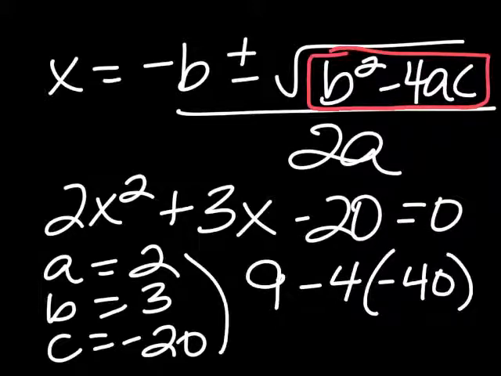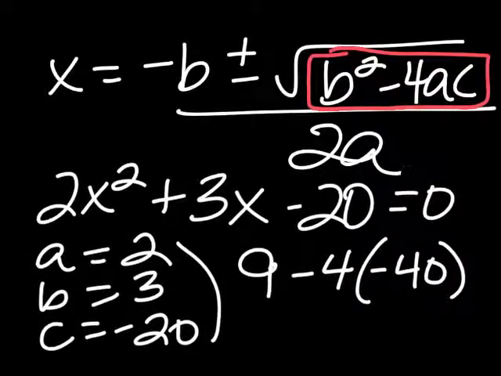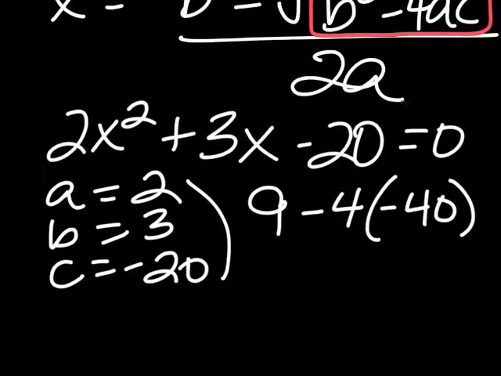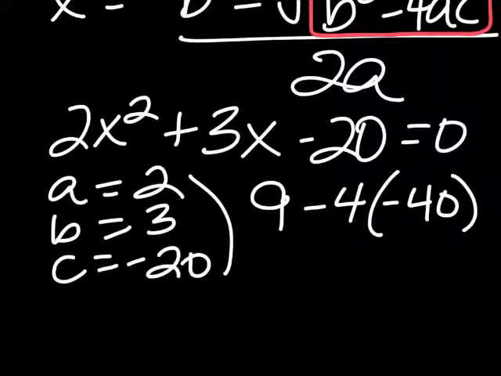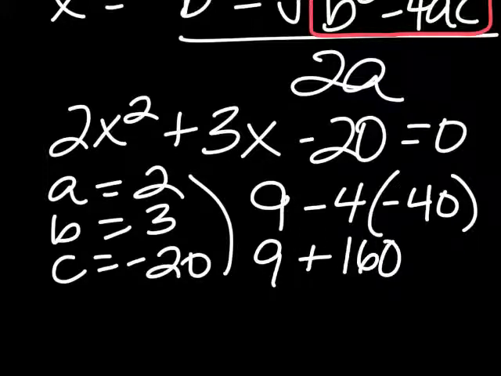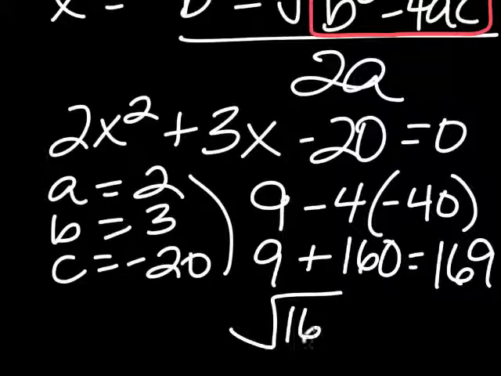Okay? So let's scoot this up a little bit. Now I have 9, and then 4 times, negative times a negative is a positive. 4 times 40 is 160. So 169 is my discriminant. That is the amount that's going underneath the radical.